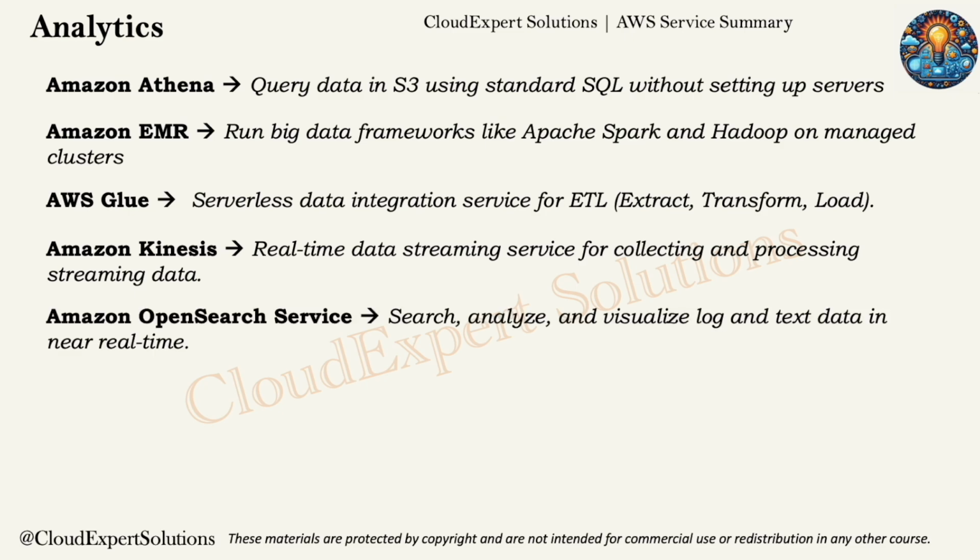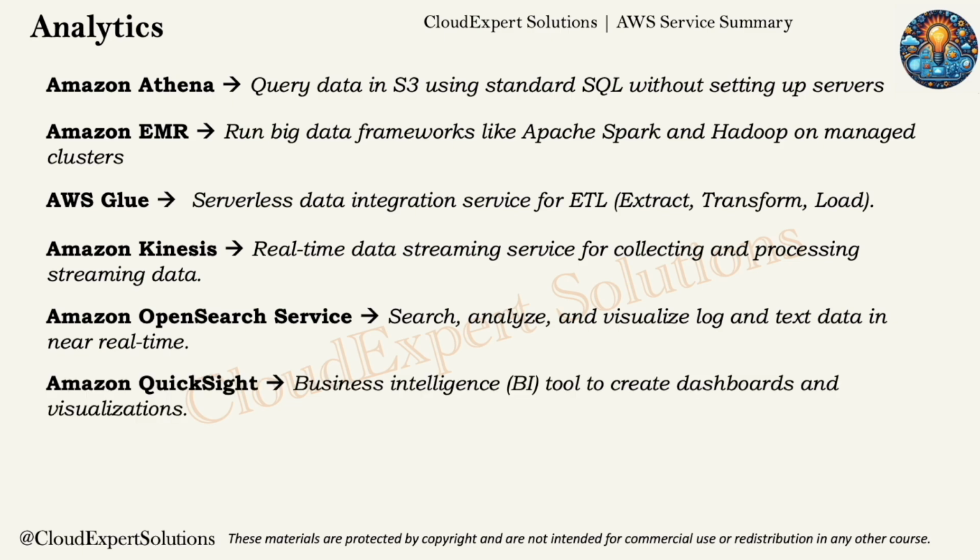Moving on to our next service, which is Amazon OpenSearch Service. Amazon OpenSearch Service can be used to search, analyze and visualize log and text data in near real time. Amazon OpenSearch is best for log analytics, full text search and observability. Then Amazon QuickSight. Amazon QuickSight is a business intelligence, or BI, tool to create dashboards and visualizations. Amazon QuickSight can be used for interactive data visualizations and sharing insights.